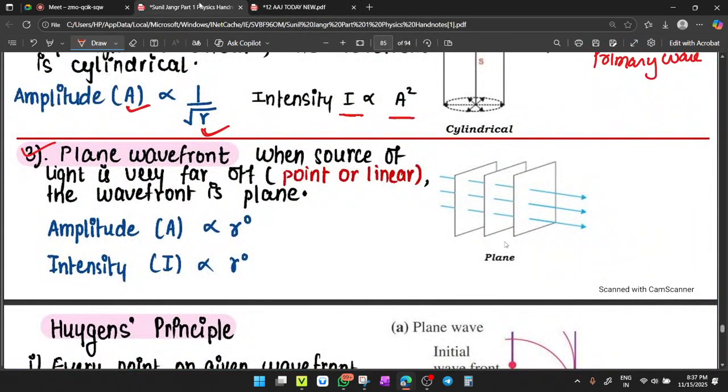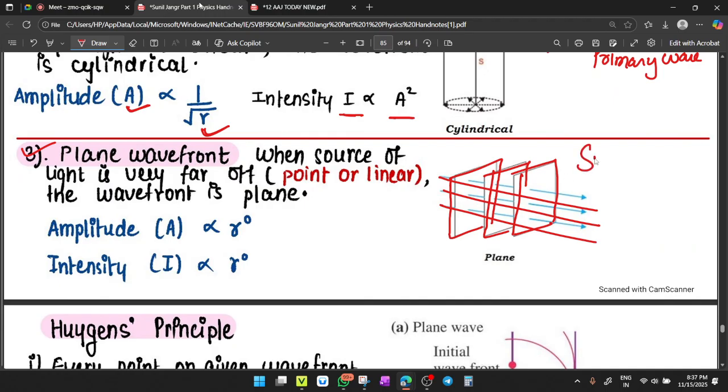And they form a plane wavefront because these rays are parallel. Clear. And the wavefront is always perpendicular to the rays. So this is called a plane wavefront. Clear or not clear? So the sunlight we obtain is coming to us in the form of a plane wavefront.